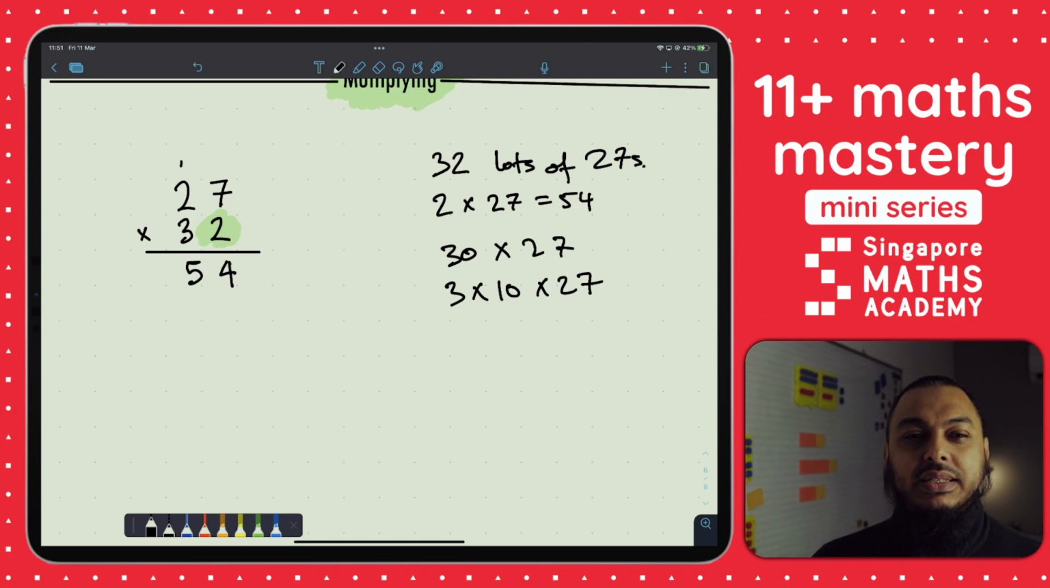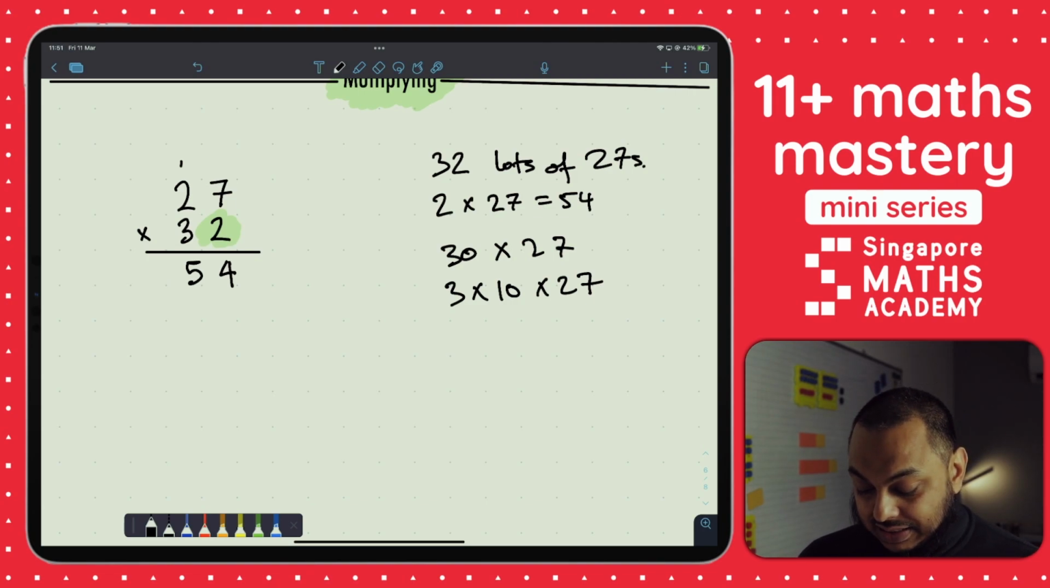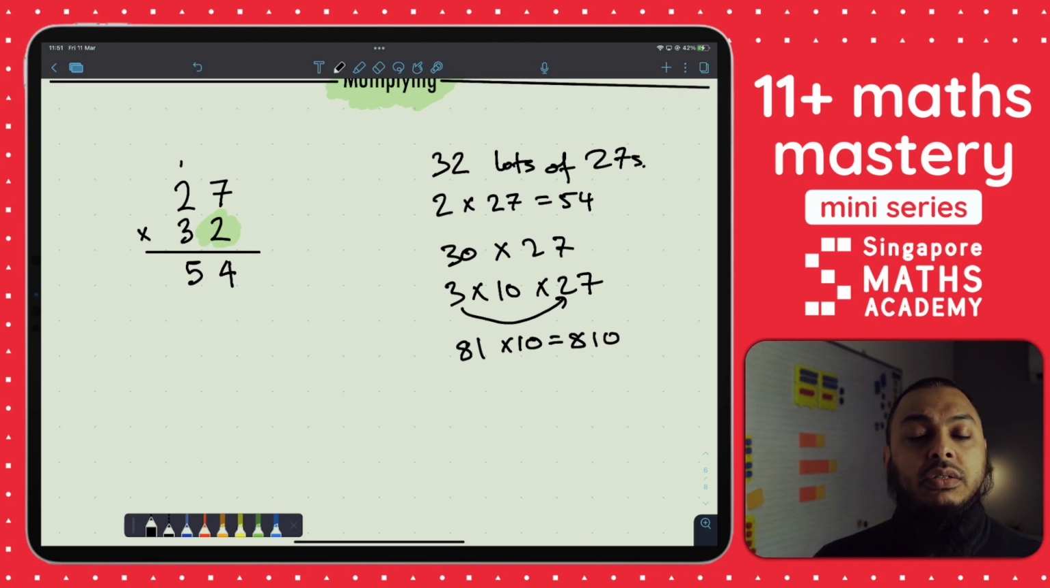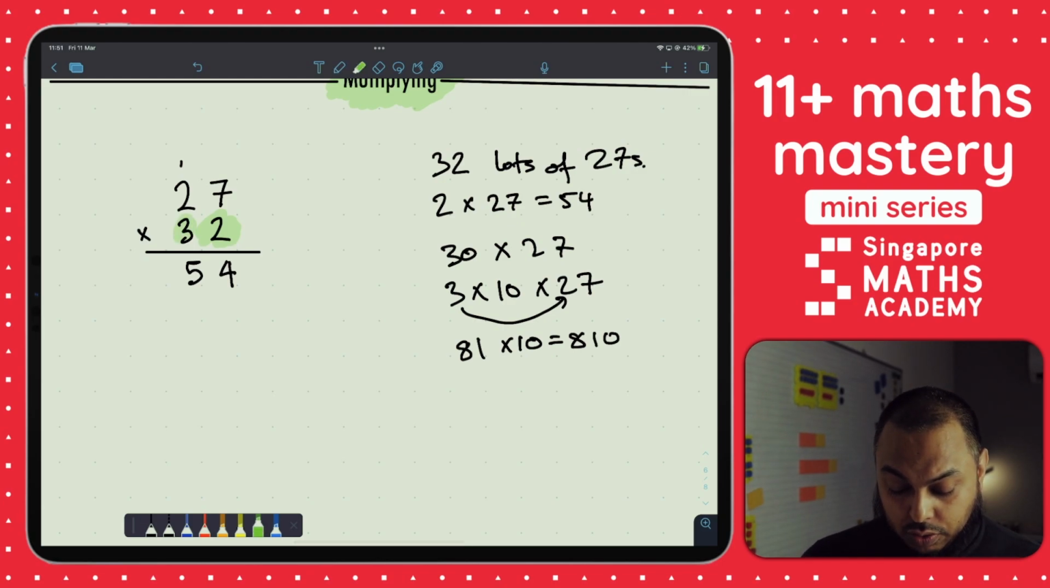3 times 20 is 60. 3 times 7 is 21. And so 60 plus 21 is going to be 81. Okay, so this is the same as 81. So what I did was 3 times 27. That's 81. 81 times 10 is 810. So I should get 810 in my next row. So here I'm going to now look at 30, 3 lots of 10s, 30 times 27.